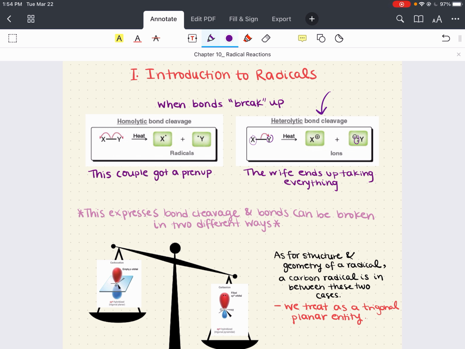In homolytic bond cleavage, each atom in the bond gets a single electron. All right, so they share it fairly, and this forms radicals as a consequence. You can think of this as, well, when the bonds break up, what happens? In heterolytic bond cleavage, the wife ends up taking everything. All right. In a homolytic bond cleavage, this couple, they got a prenup, they get what they came in with. All right. And so every atom's electron participating in the bond goes back to that atom.